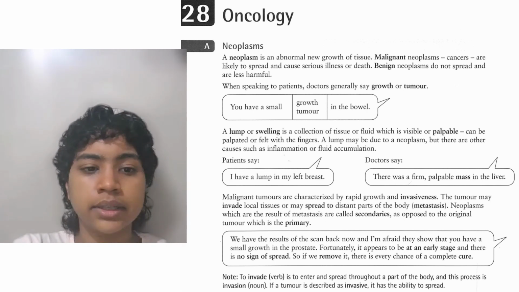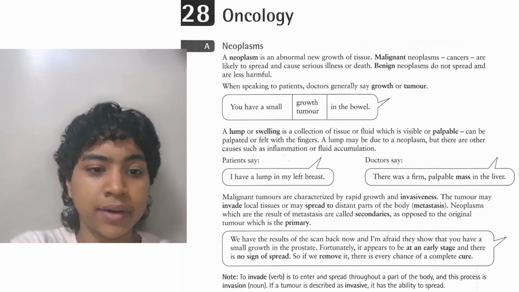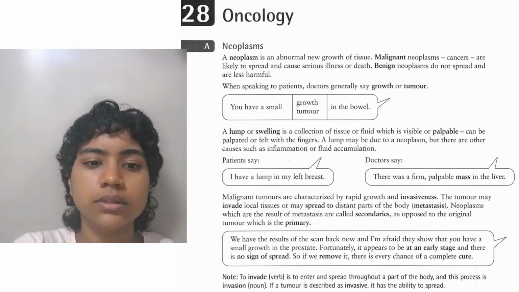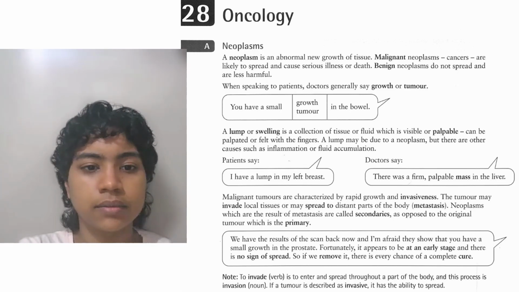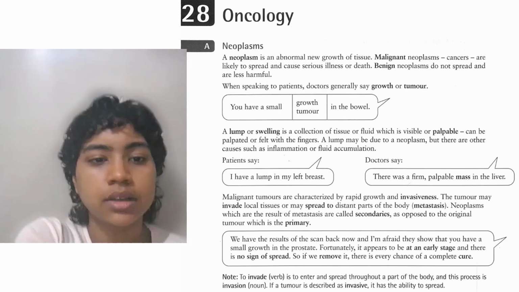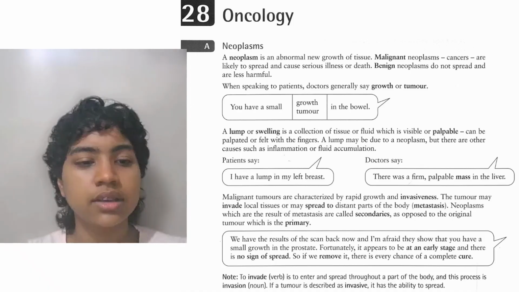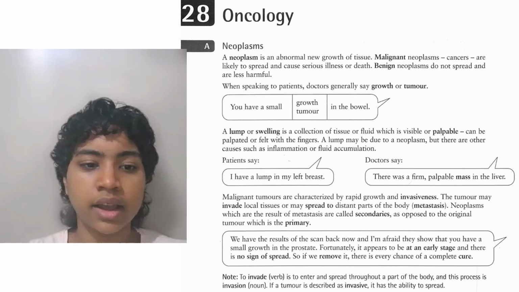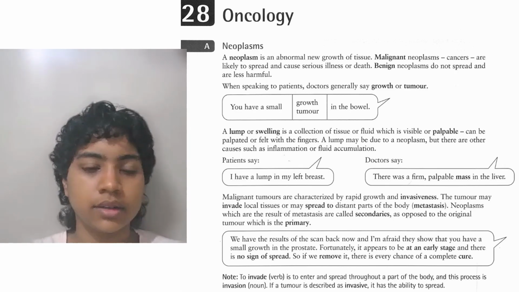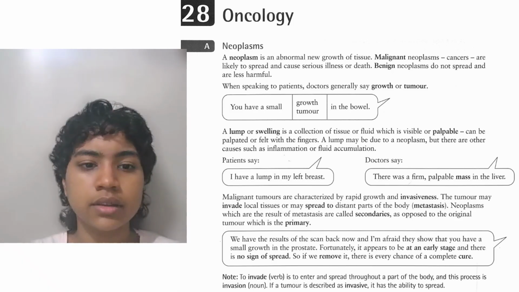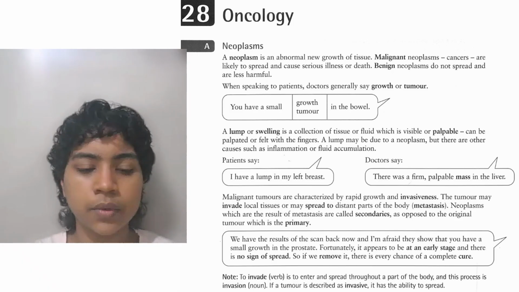We have the results of the scan back now, and I'm afraid they show that you have a small growth in the prostate. Fortunately, it appears to be at an early stage and there is no sign of spread. So if we remove it, there is every chance of a complete cure.